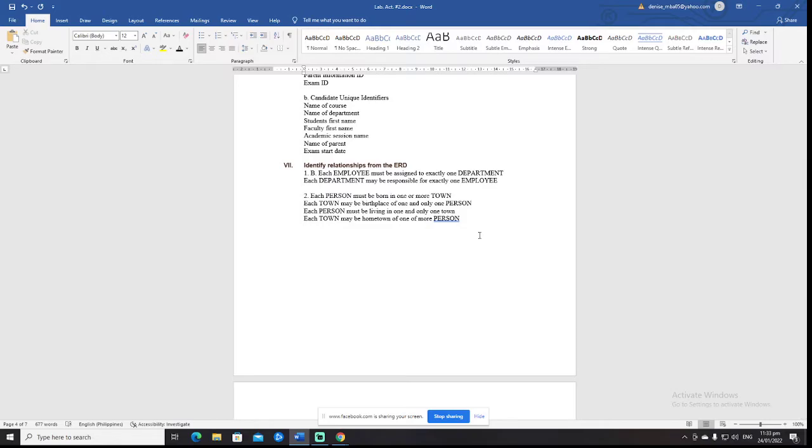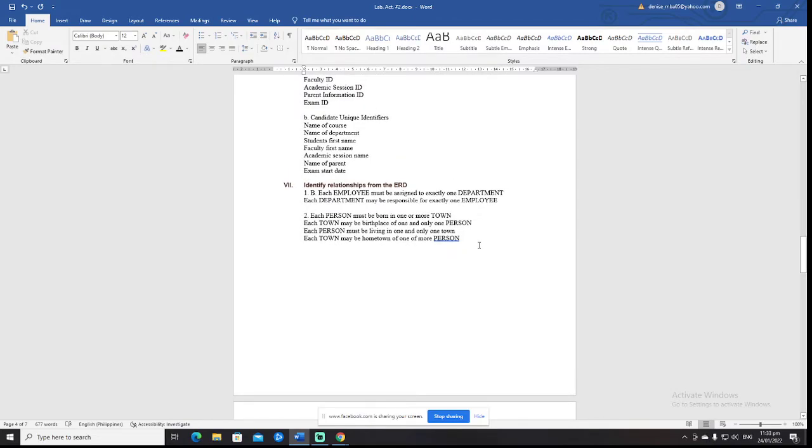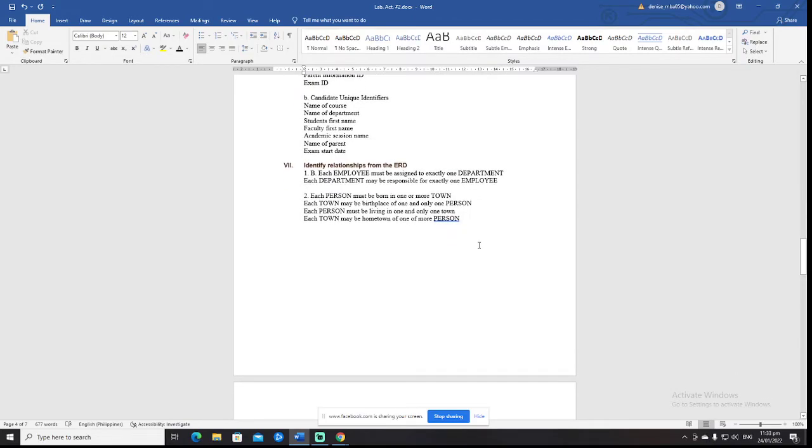The text that corresponds to the diagram is that each employee must be assigned to exactly one department, and each department may be responsible for exactly one employee.